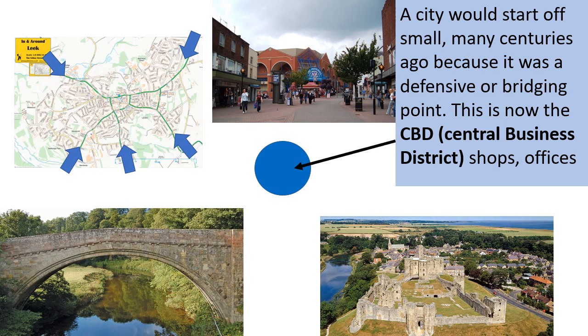Here we've got an example of a local market town called Leek, and you can see here those arrows show there's 5 roads coming from all different areas into that place. So it's a crossroads really. So Leek is a crossroads of many different roads, and because lots of people will meet there, then a town has developed.